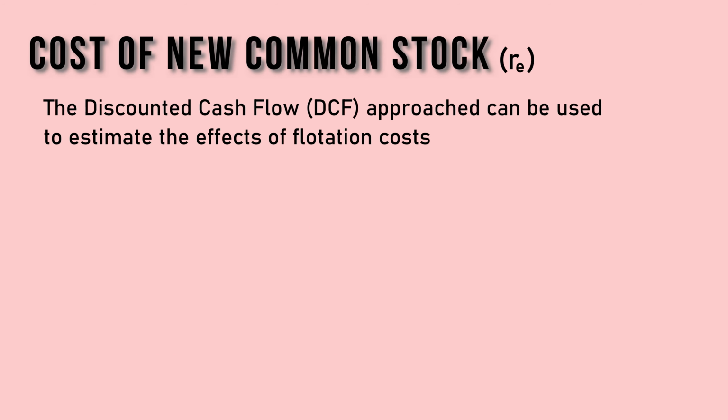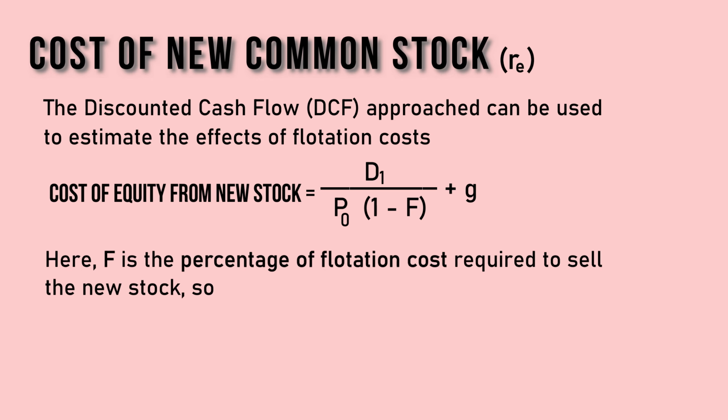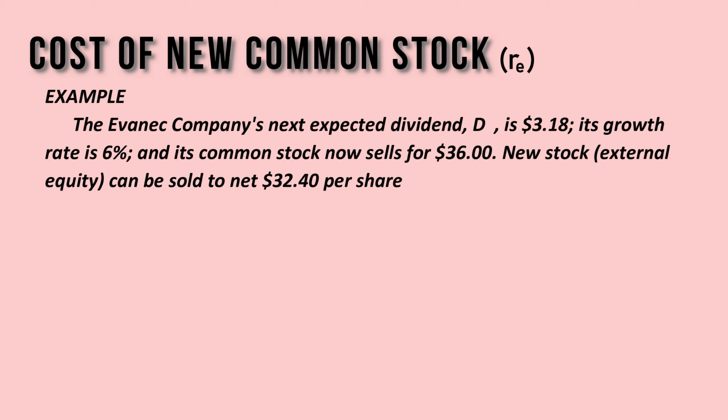The discounted cash flow approach can be used to estimate the effects of flotation cost. Cost of equity from new stock is equal to dividend yield multiplied by 1 minus F, plus growth rate. Here, F is the percentage of flotation cost required to sell the new stock. So, net price per share received by the company is equal to market price multiplied by 1 minus flotation cost. Now, let's answer the last two requirements of problem 10-7.